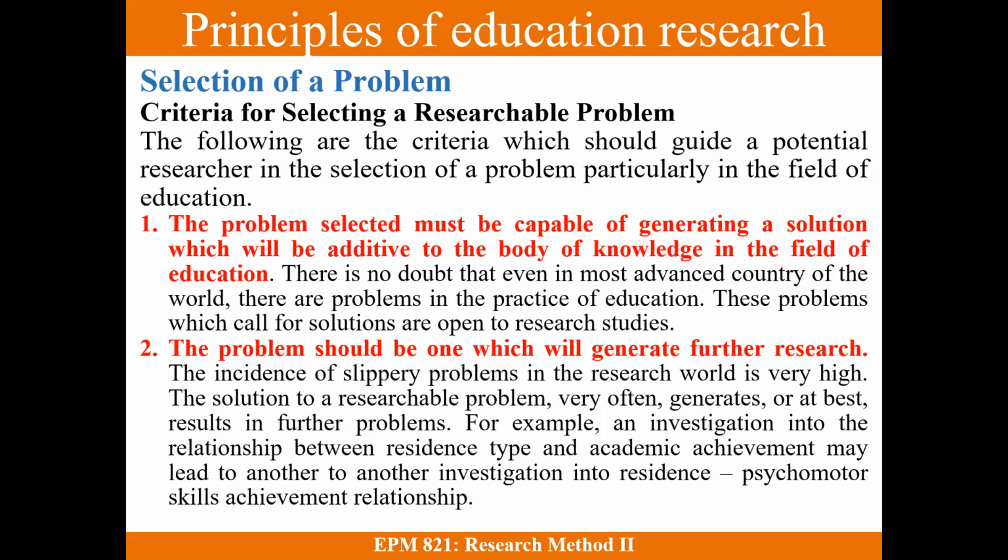For example, an investigation in the relationship between residence type and academic achievement may lead to another investigation into residence with psychomotor skills achievement relationship. So when you do this kind of research, you are supposed to know that your research should be able to move to the next level, or generate further research.